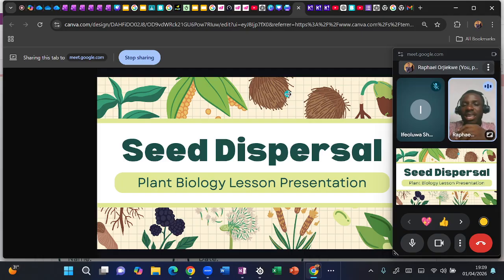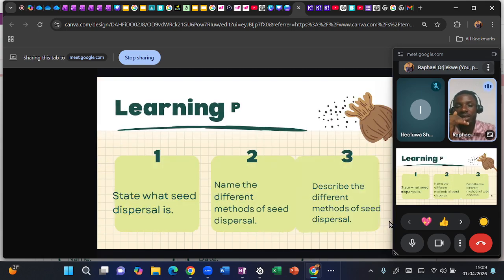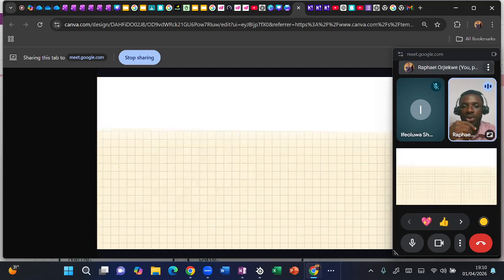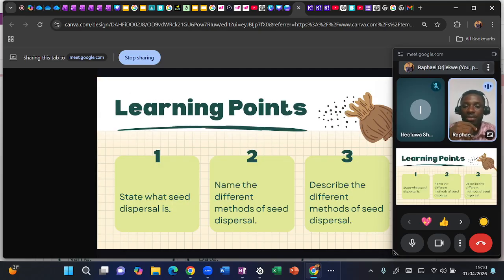All right, so the next thing is, what is now seed dispersal? It has to be the different methods. We are going to know what it is, and we know the different methods whereby the seeds get to different locations. And we have to describe the different methods, as after knowing or naming it, we have to describe it.